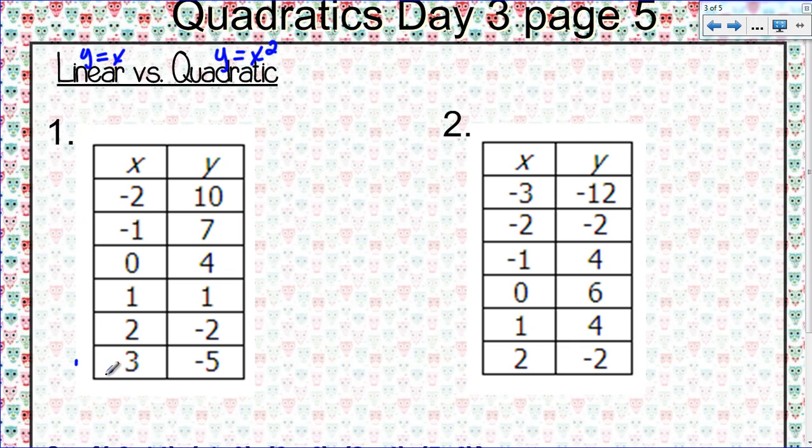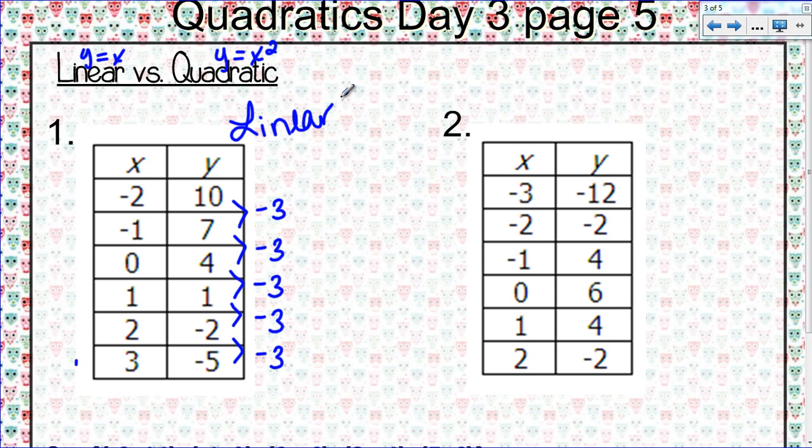All of my x values here increase by 1. So I'm not really concerned about what's happening here. But my y values, on the other hand, that's what I want to look at. So from 10 to 7, that is a decrease of 3. From 7 to 4 is still a decrease of 3. That's a decrease of 3, a decrease of 3, and this is still a decrease of 3. And so you see that I have a constant rate of change, minus 3, minus 3, minus 3. That makes this a linear function because it has a constant rate of change.